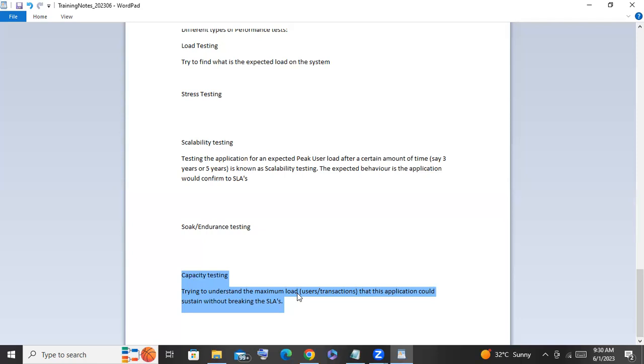But let's say there is a real increase in the number of users. Would Gmail say, hey, you know what, please don't come, my application is full? Would they say that? No, they would keep increasing their capacity in order to ensure that all these users are welcome, isn't it?